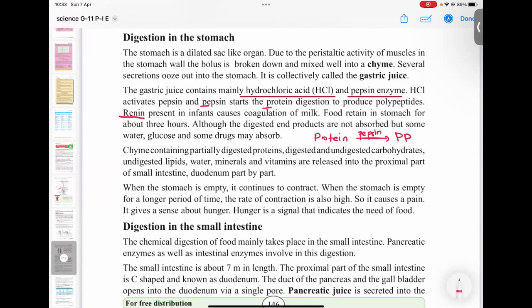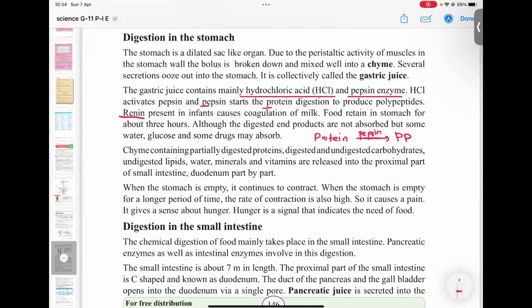So food will be retained in the stomach. It is a temporary storage place. It can be there for about 3 hours, and the digestive end products are not absorbed here. Guys, there is not much absorption in the stomach, but some water, some glucose which you take as glucose, and some drugs can be absorbed. Drugs in the sense, the paracetamol or the amoxicillin you take can be absorbed.